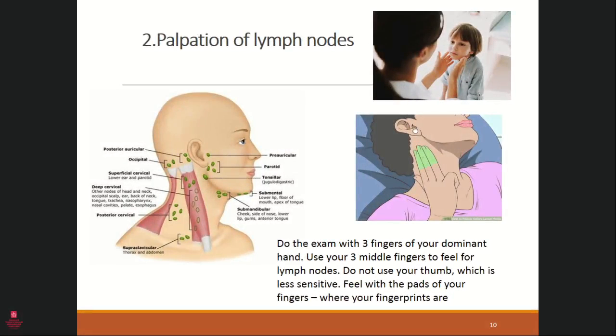How to palpate lymph nodes? Do the exam with the free fingers of your dominant hand. Use your free middle fingers to feel for lymph nodes. Do not use your thumb, which is less sensitive. Feel with the pads of your fingers where your fingerprints are. Do not forget to describe the size of the lymph nodes.